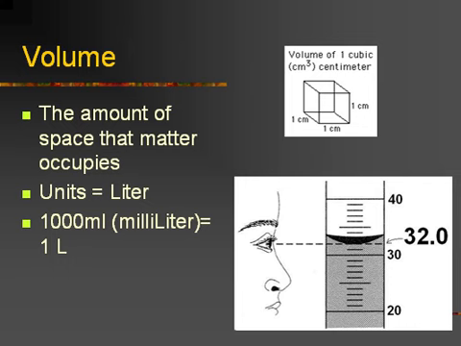Volume is the amount of space that something occupies. Units are the liter. You can see right there I have 1,000 milliliters would equal 1 liter. There's that milli prefix. Milli means a 1,000th of something. And you've probably used a graduated cylinder. That's what the picture of the person looking at the graduated cylinder is for. And we also show that volume is three-dimensional, as opposed to distance, which is just one-dimensional.